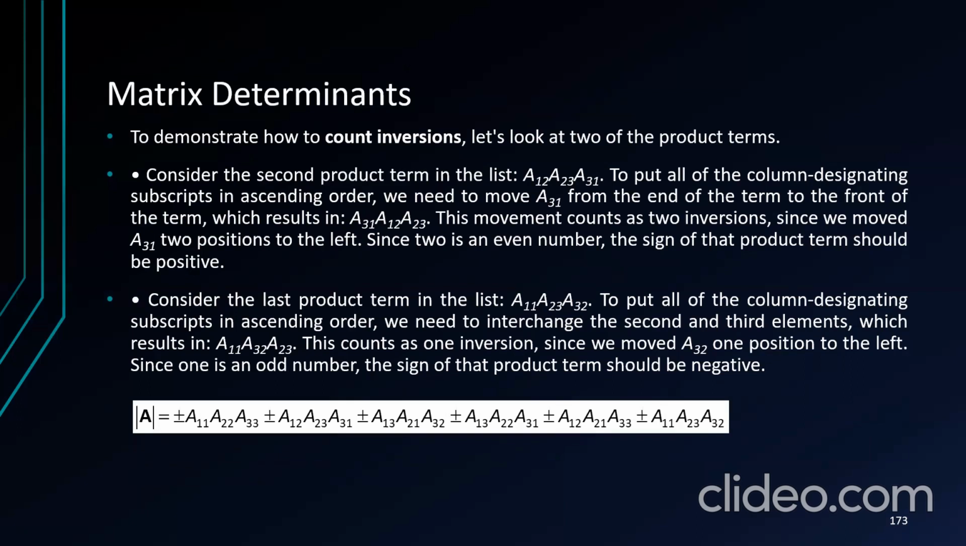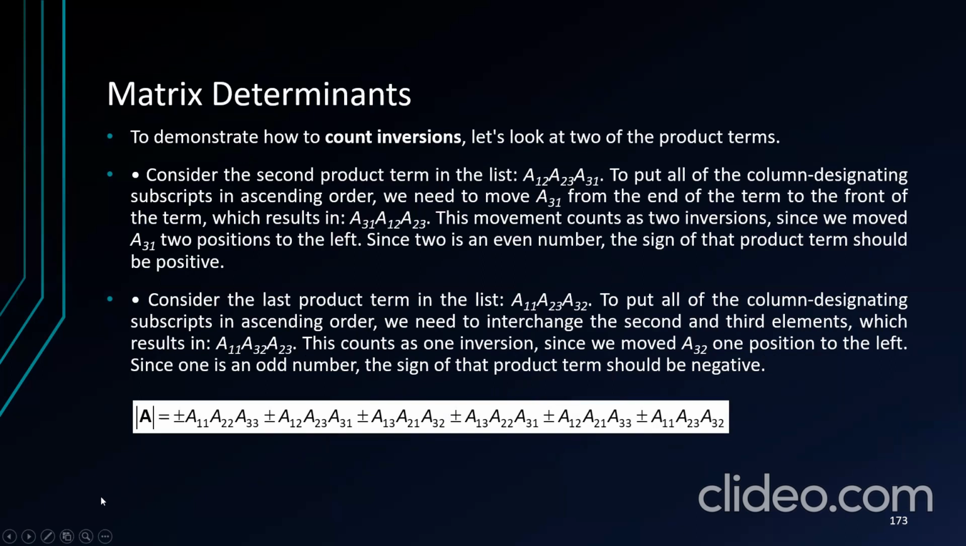So positive na yan. Consider the last product term in the list, A11, A23, A32. To put all of the column designating subscripts in ascending order, we need to interchange the second and third. Yung column na ito, so maging 1, 2, 3. Column designating subscript 1, 2, 3. So this counts as one inversion. We move A32 one position to the left. So since 1 is an odd number, the sign of the product should be negative.